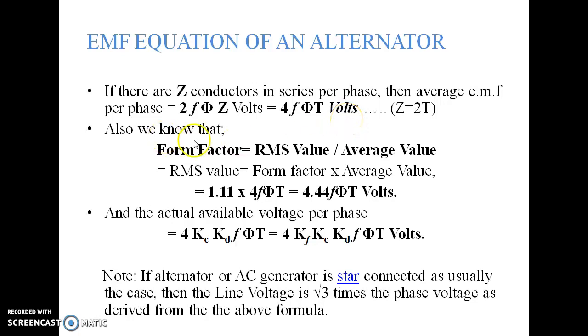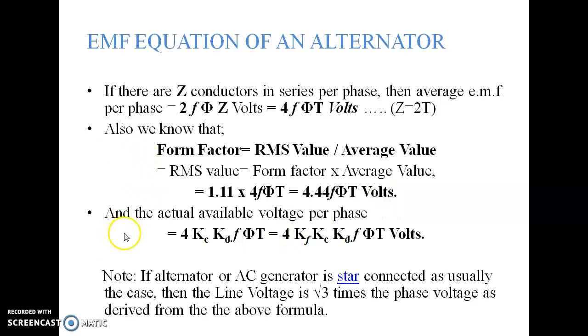Now, we also know that the form factor equals the RMS value by the average value, so the RMS value, which we have to calculate finally, will be form factor into average value. The form factor for a sinusoidal wave we know is 1.11. The average value of the induced EMF we have already calculated. So now we put the values and get the answer. That is 1.11 into 4FΦT, which becomes 4.44FΦT volts.